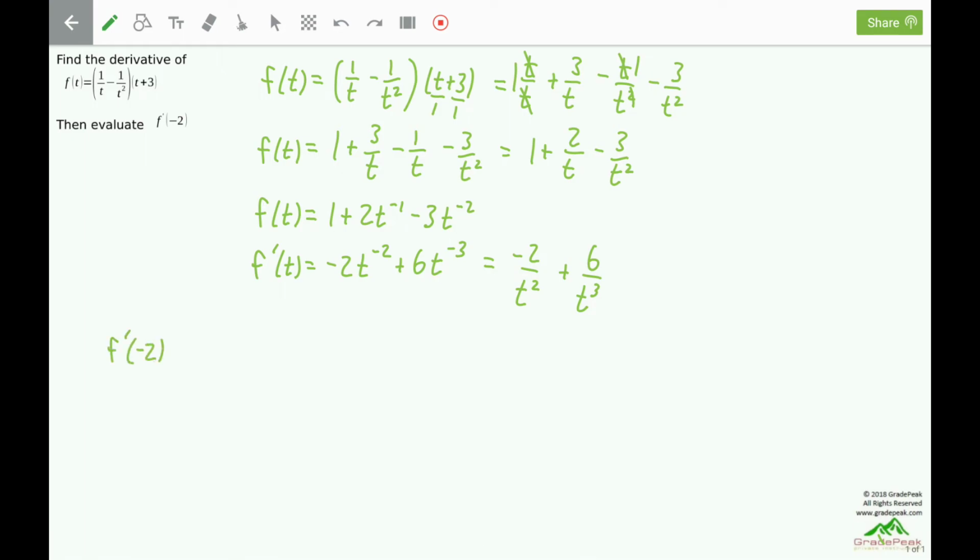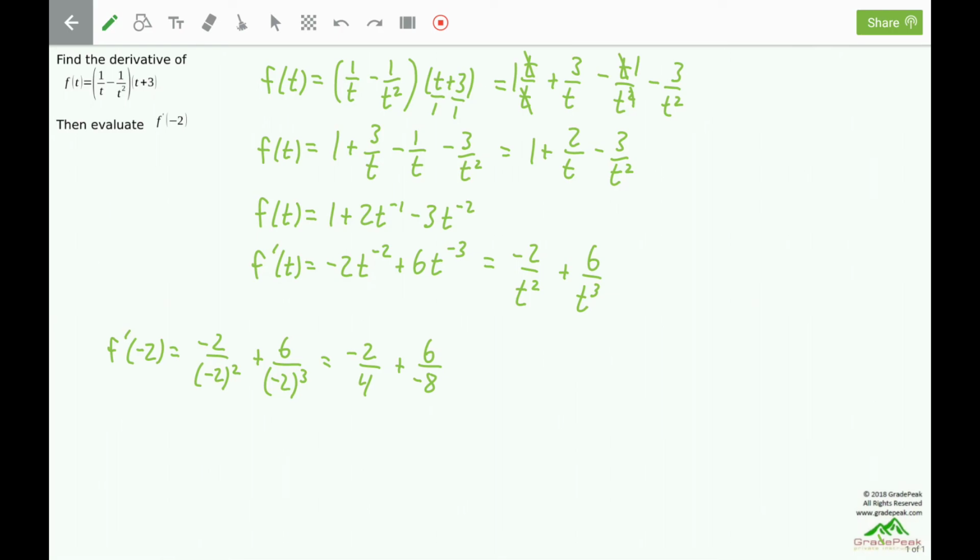Let's evaluate now f prime of negative 2. F prime of negative 2 means to replace each of the t's with a negative 2. And so I'm going to have a negative 2 over negative 2 squared, which is a 4, and a positive 6 over a negative 2 times negative 2 is positive 4, times 1 more negative 2 is negative 8.